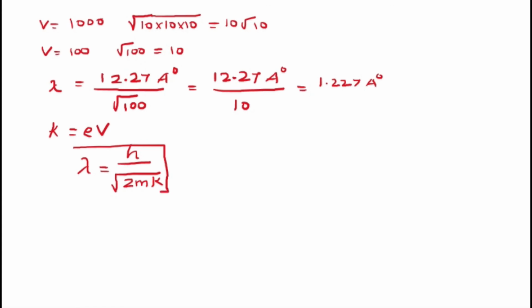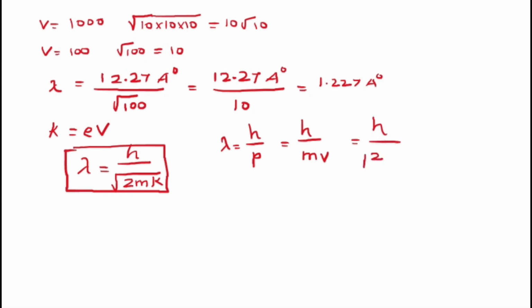So momentum and wavelength. Wavelength has many different forms. So lambda is equal to h by p, one form; h divided by mv; and h divided by root of 2meV. These are the different forms of the lambda equation.